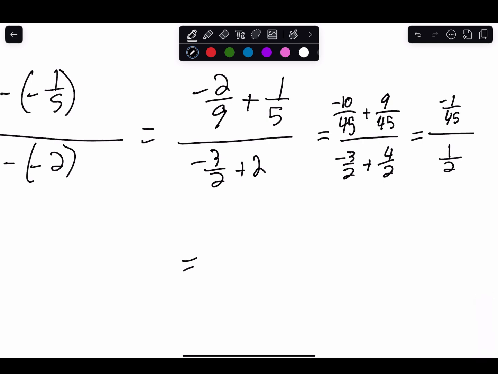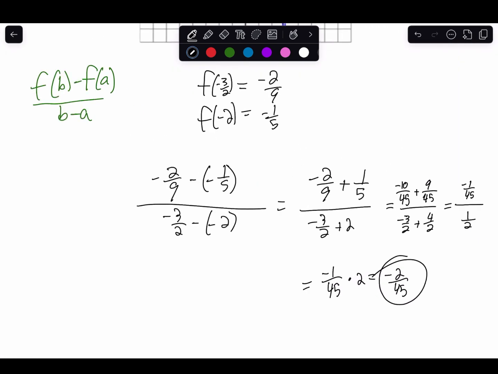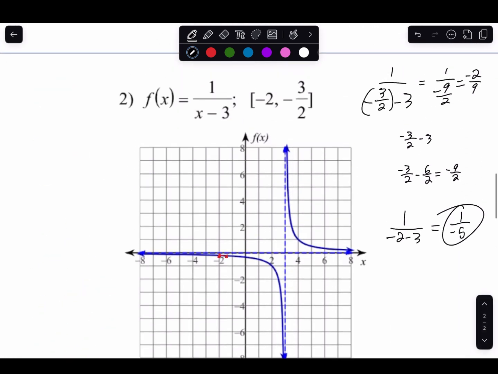Now it just comes to simplifying that. And same trick I used last lesson. You want to copy down the numerator and multiply it by the reciprocal of the denominator. And this is very simple. This is your answer. It's as simplified as it can be. And that's the average rate of change of this function over that given interval.